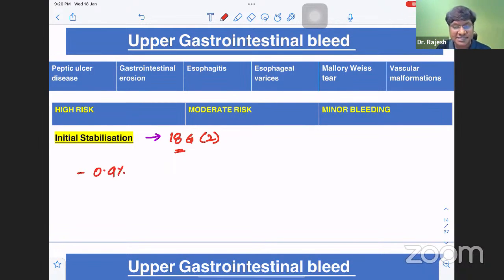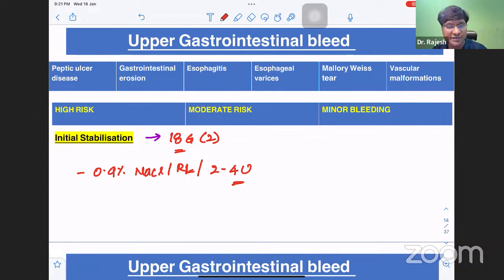That is 0.9% saline, or you should give Ringer lactate or cross-matched packed RBC. So 2 to 4 units of cross-matched packed RBC should be given, right? And it is very much preferable to place a central venous line, and central venous pressure monitoring should be done. But again, please remember, central venous pressure monitoring is desirable in some cases, but line placement should not interfere with rapid volume resuscitation. Okay, so the initial stabilization should be done with the IV fluids.